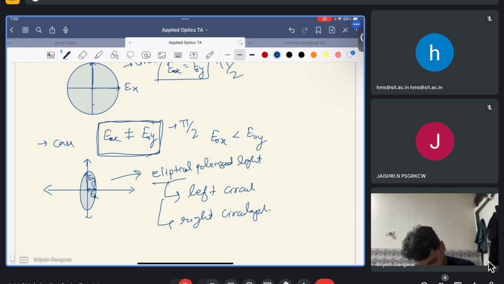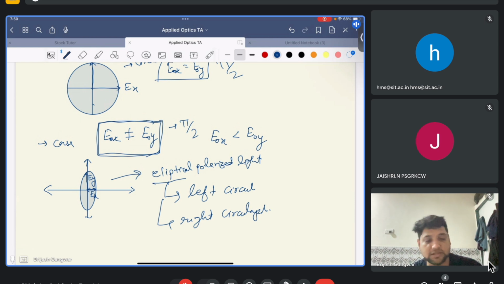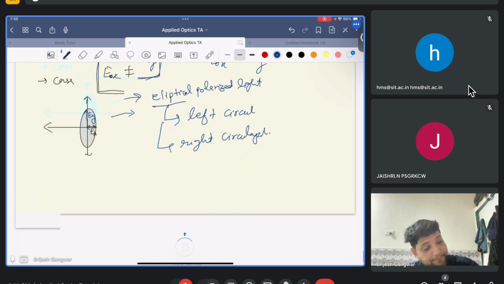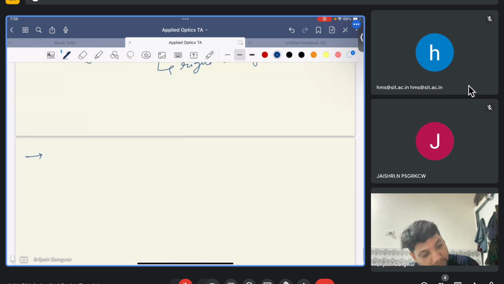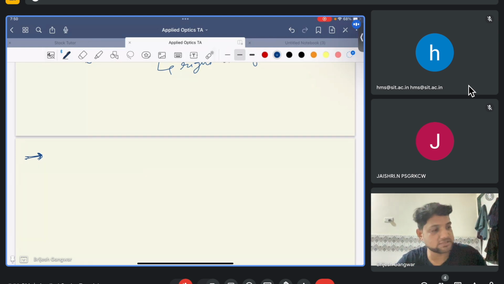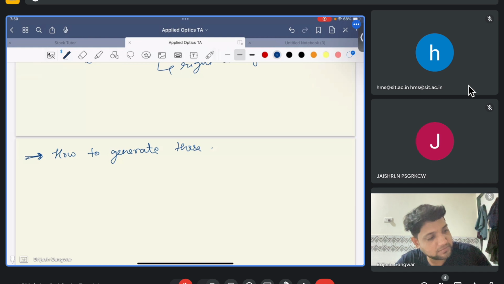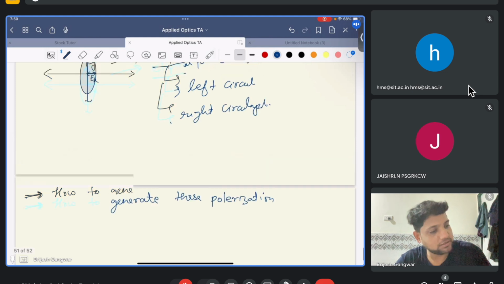So I have briefly discussed what is linearly polarized light, what is circularly polarized light, and what is elliptical polarized light. Okay, so the next thing will be, maybe sir has not discussed it, because I also did not see the video, I just saw the topics covered in it: how to generate these polarizations. Okay, that will be our next topic.